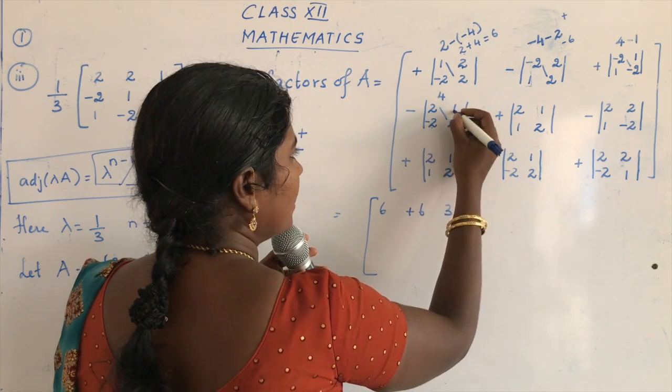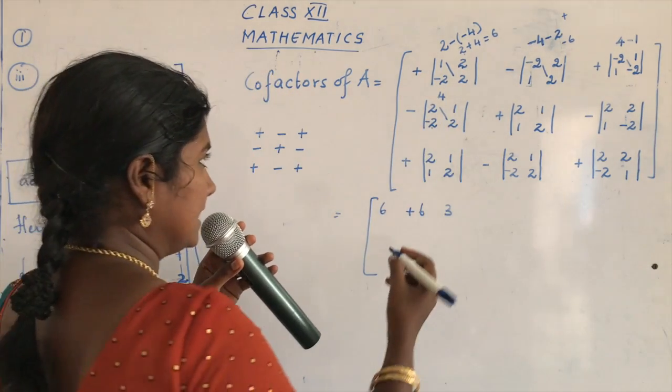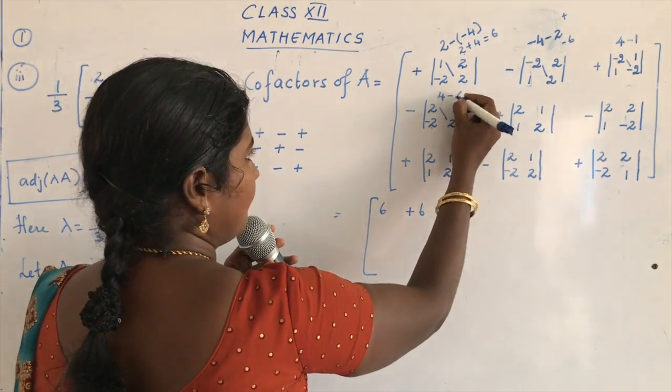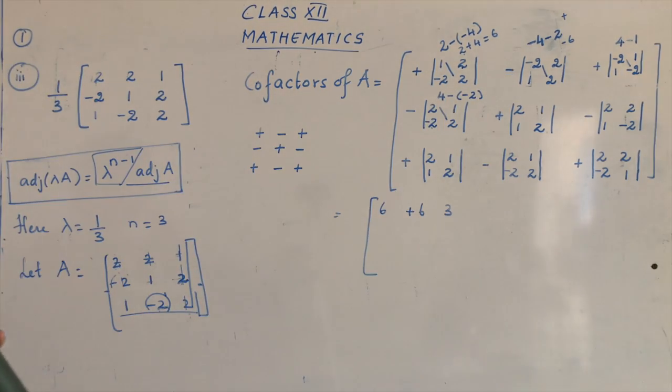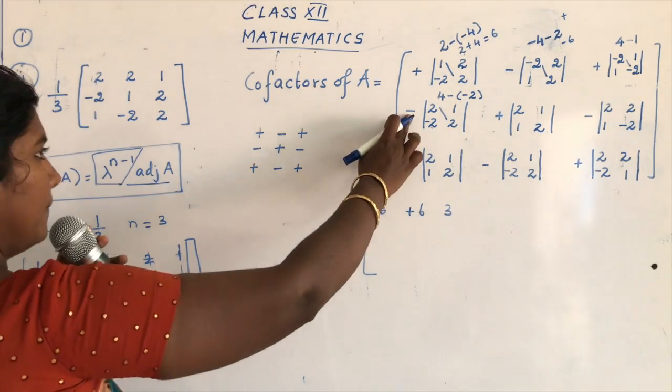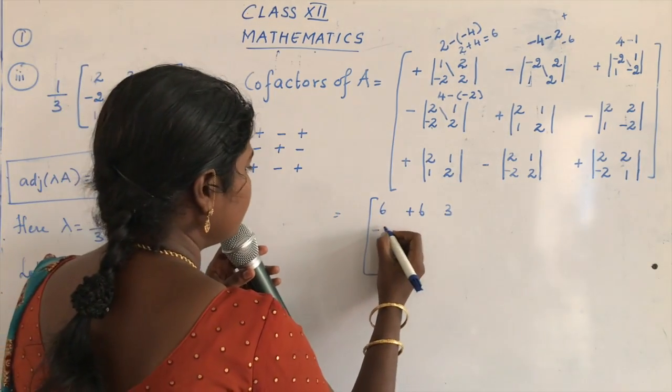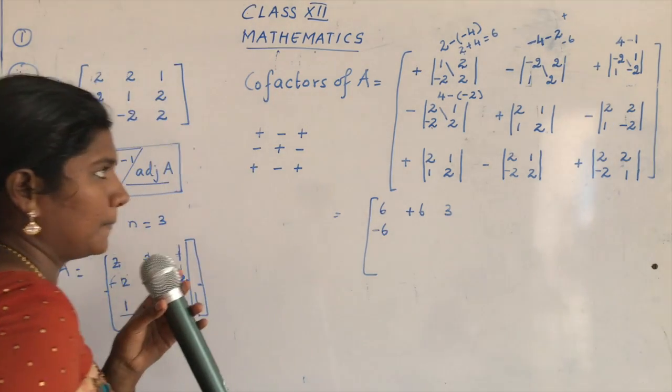Next thing. 2 2s are 4. Minus 2 into 1 is minus 2. What is the main sign? Minus. Minus of minus 2. So 4 minus... Already I told you, when the two signs are coming together, minus becomes plus. So 4 plus 2 is 6. What is the sign present here? Minus. So your answer becomes minus 6.